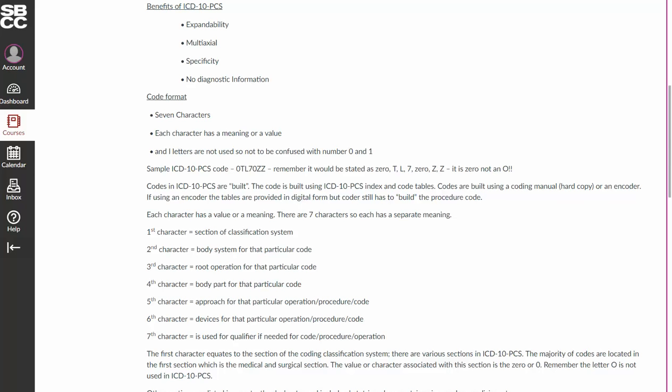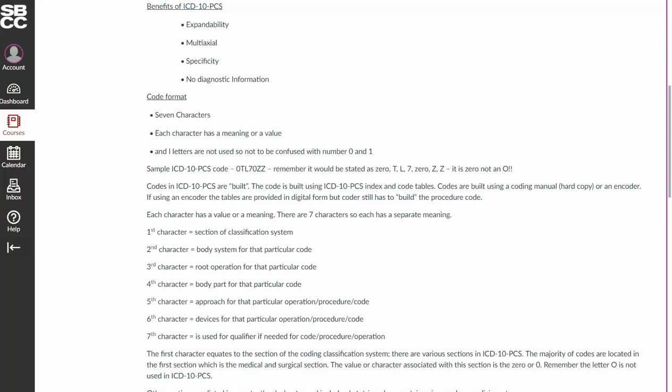The fourth character value reflects the body part that the particular surgeon is working on. The second one is body system. The fourth character is body part. So the body part would be the liver, the heart. Body system would be such things as the GI system, the digestive system, etc. The fifth character value reflects the surgical approach for that particular operation procedure and how it was done. That's what the code is reflecting.